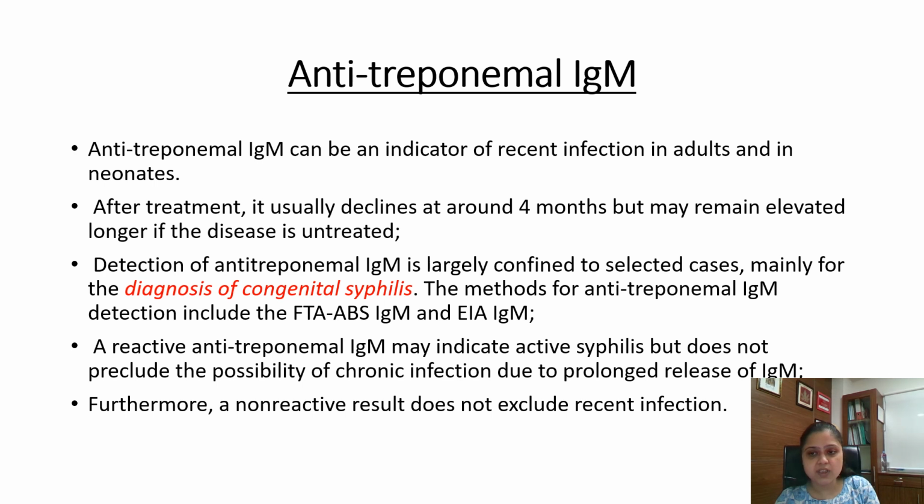The methods which can be utilized for anti-treponemal IgM include the FTA-ABS IgM, enzyme immunoassay IgM, or immunoassay blot. A reactive anti-treponemal IgM can indicate the presence of active syphilis. However, we cannot preclude the possibility of chronic infection because there could be a prolonged release of IgM antibodies. Further, if it comes out to be non-reactive, then we cannot exclude recent infection as well.